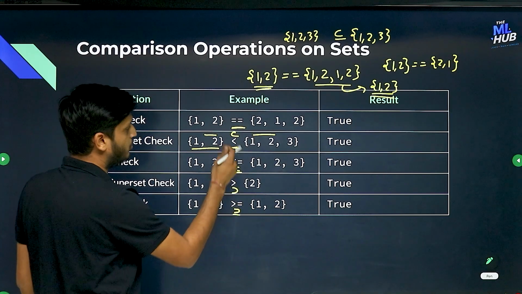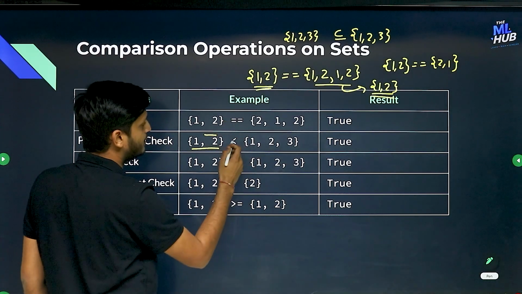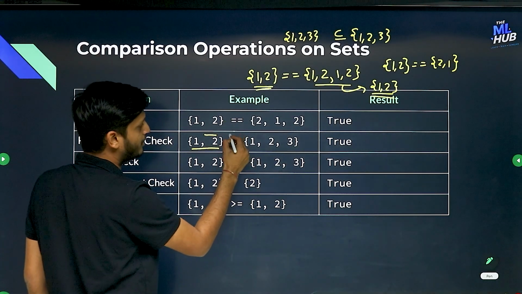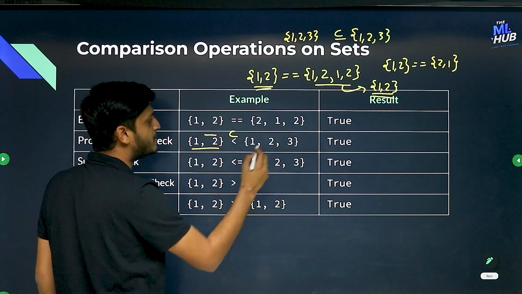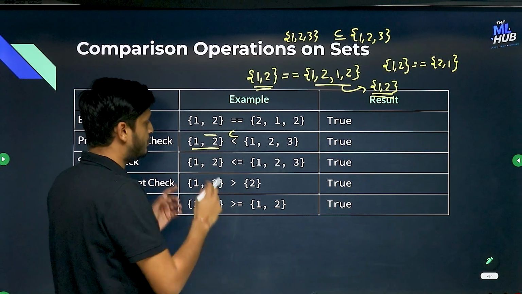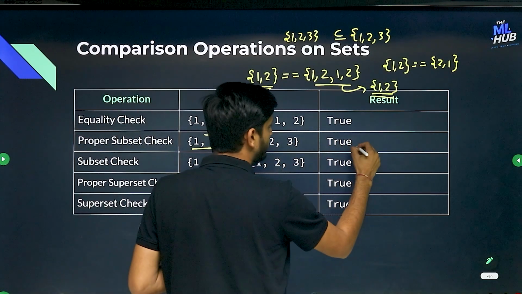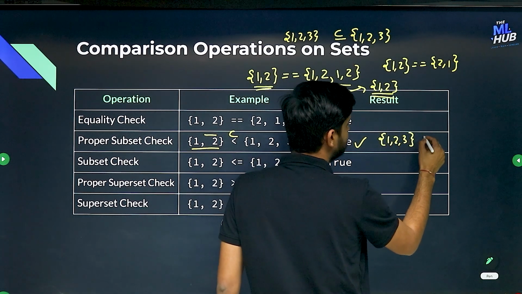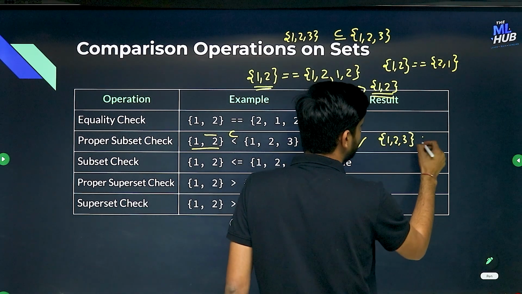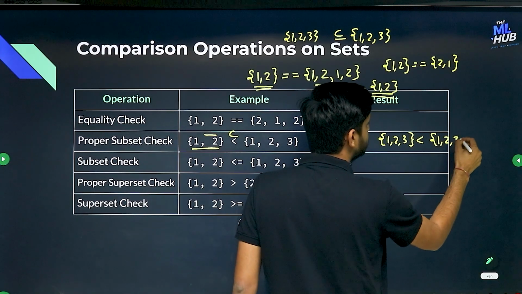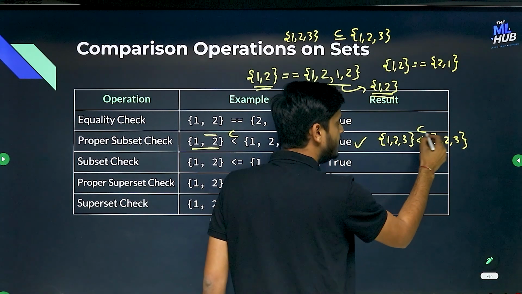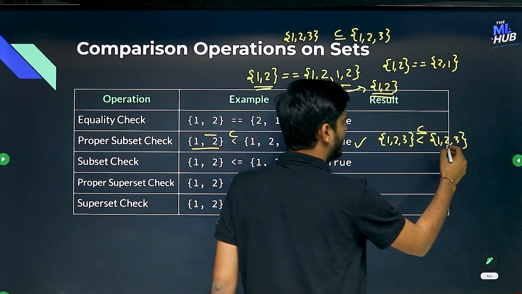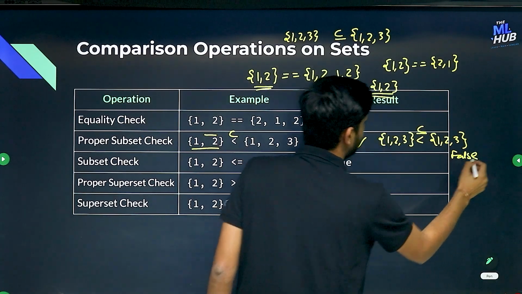So you can easily convert them. Just see the sign, like it is like this, so you can convert it into this. So it is like, is this a proper subset of this set or not? This is a proper subset of this set, so you will get true. But if you do {1, 2, 3} less than {1, 2, 3}, it is not a proper subset, right? It is actually equal. It is not a proper subset, so you will get false.